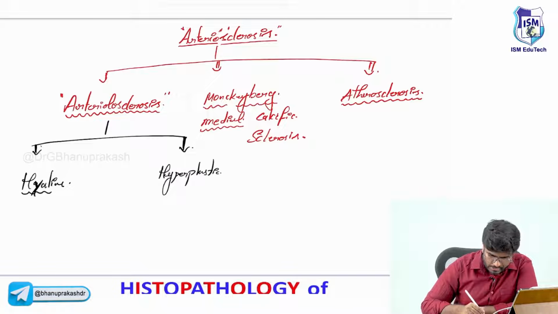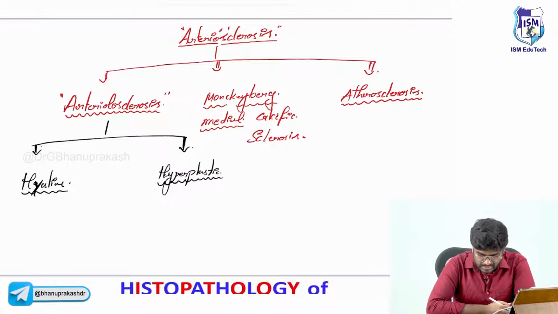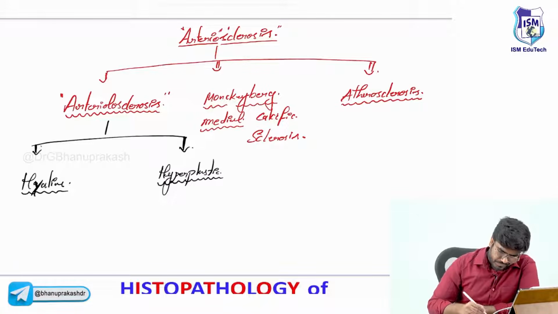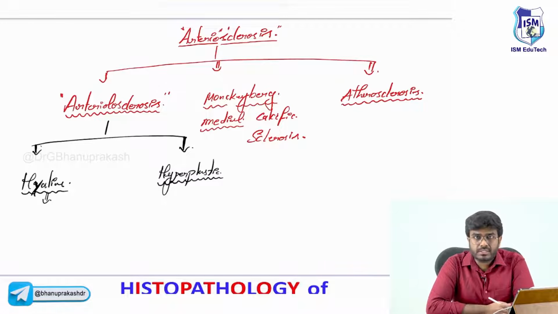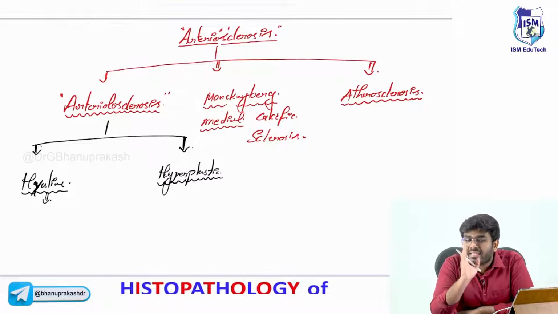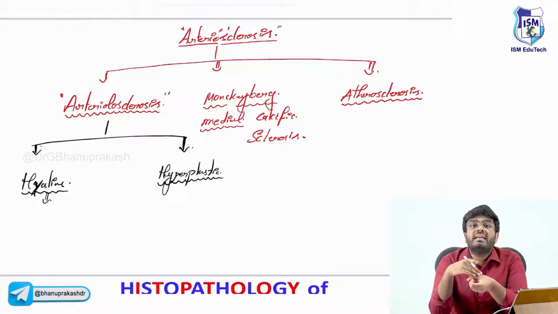Okay, so hyaline arteriosclerosis and hyperplastic arteriosclerosis. There are two types, right? Now, in which condition will you see hyaline arteriosclerosis? The name itself is there. Hyaline arteriosclerosis means there is a deposition of a hyalinous, glossy pink color material in the blood vessel. That's actually causing the hardening of the blood vessels.